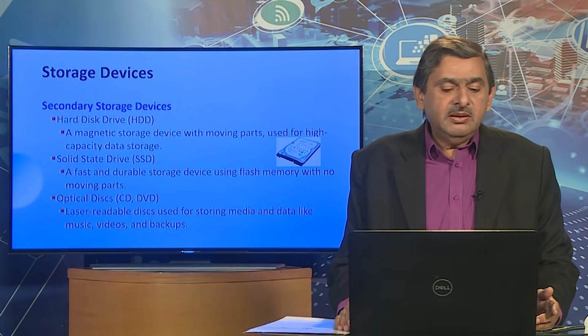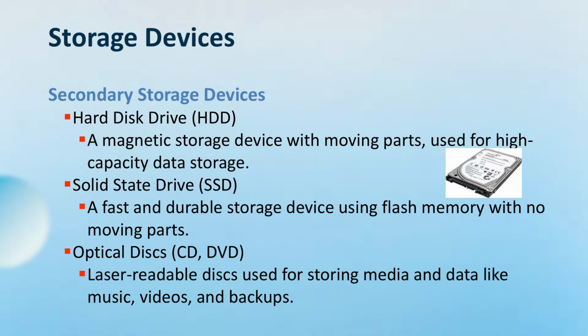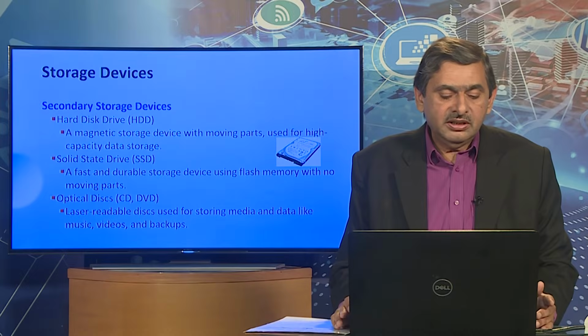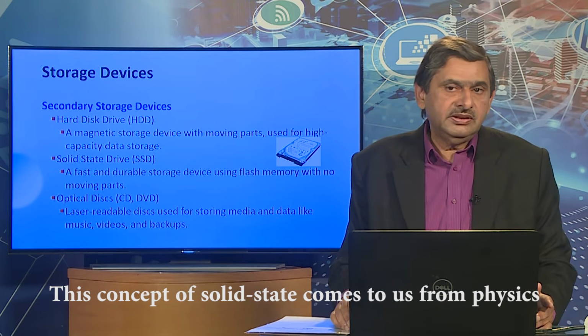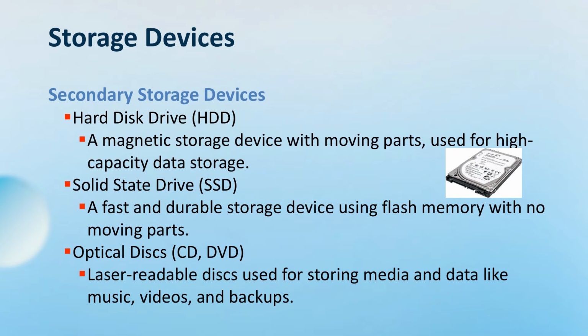Now, we see some examples of secondary storage devices. We have the hard disk drive, HDD, which is a magnetic storage device with moving parts used for high capacity data storage. Then we have the solid state drive, SSD, which is a fast and durable storage device that uses flash memory with no moving parts. The solid state concept comes to us from physics, and in these solid state drives data is stored in electrical circuits, which helps in more efficient transfer of data.